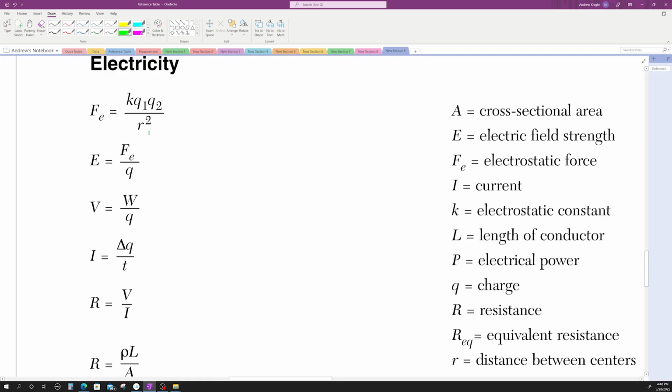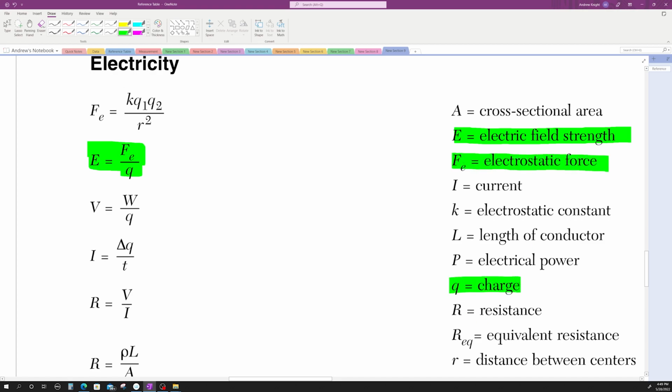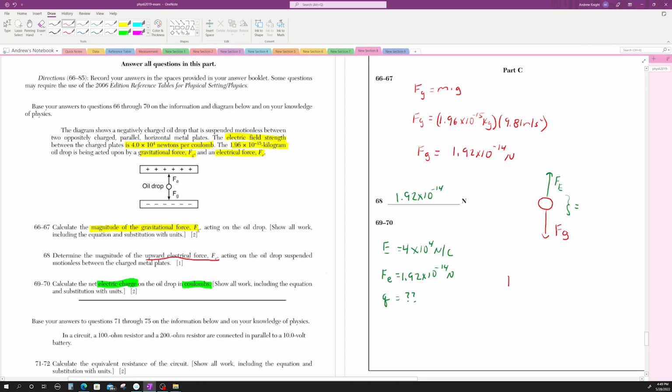Since we're talking about electrically charged plates, it makes sense to go to electricity. And sure enough, there it is. E is F over Q. E is the electric field strength, F is the electrostatic force, and Q is the charge. So they tell you the words, you just have to look up what those letters are in case you forget. So E is equal to F over Q.